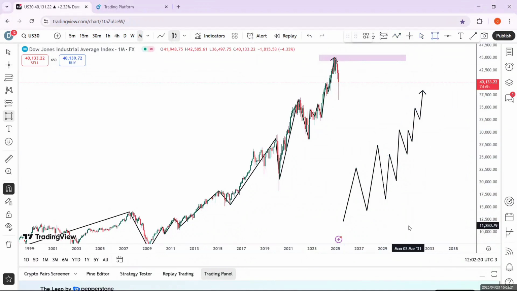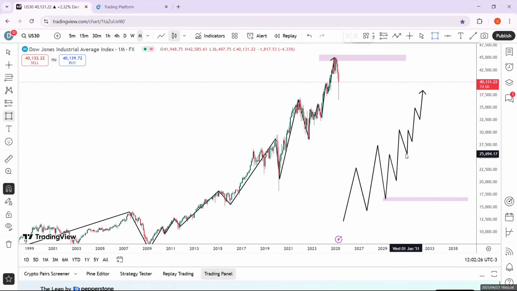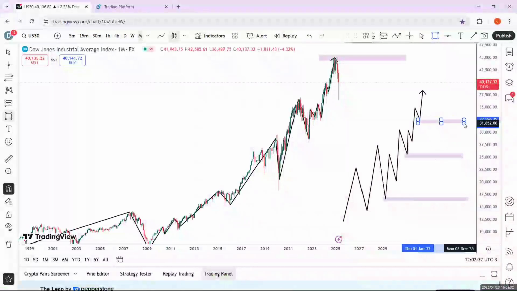If we want to categorize prices, we will say, okay, the first fractal ended here. We would now say that the second fractal ended here. Then this is the last higher low of the third fractal. So this is how we keep grouping prices into fractals.